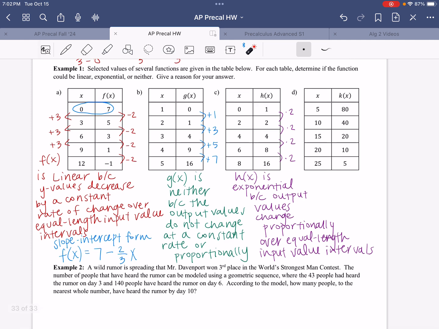So D has equal length input value intervals, adding 5 every time. And for k of x, if I'm looking at the y values here, they are decreasing. It looks like they are dividing by 2. So we could also divide to figure out that common ratio, or well, it wouldn't exactly be our common ratio since our x's are not counting by ones, but it looks like it's multiplying by a half.